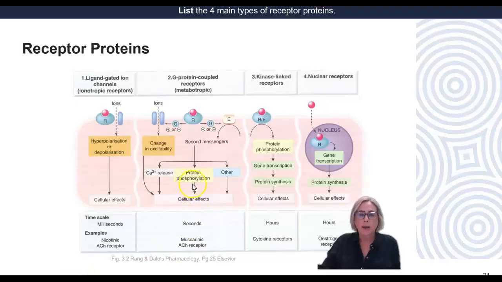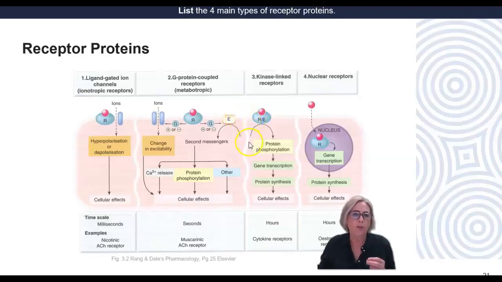Now, just like we have 4 main targets for drug action, there are also 4 main types of receptor proteins. The ligand-gated ion channels, the G protein coupled receptors, and the kinase linked receptors are cell surface receptors. Okay, so they will interact with water-soluble ligands or drug molecules that can't cross the lipid bilayer. And then the 4th one are the nuclear receptors, and they're obviously found inside cells. So these are intracellular receptors.